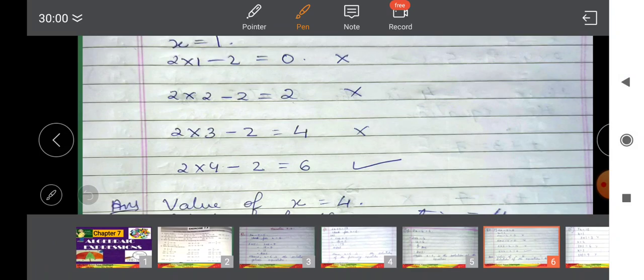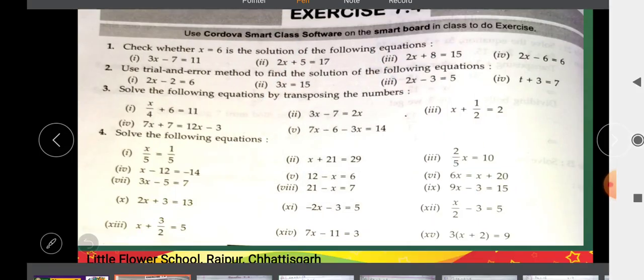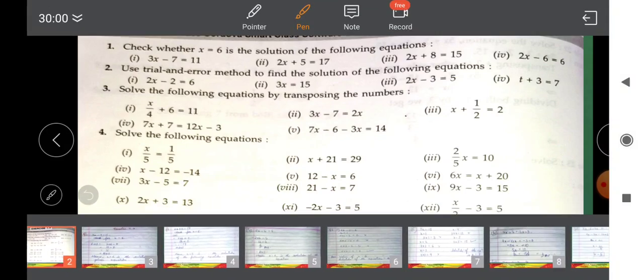Now coming to the second question. See, first we have solved. Coming to the second, use trial and error method to find the solution of the following equation. Now what is trial and error method? Trial and error method is, we will try by putting the values of x as 1, 2, 3, minus 1, minus 2 respectively according to the given answers, and we will check. We'll try, and if the value is not satisfied, we'll move on to the next value or next number. Okay. So let us see how we can solve this.